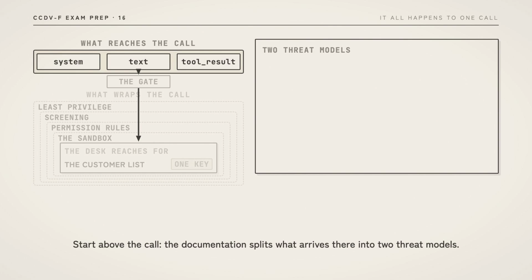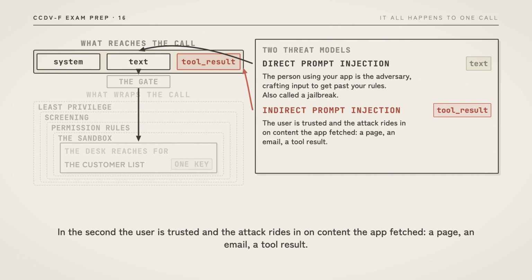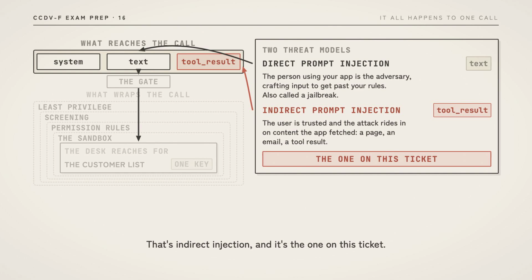Start above the call. The documentation splits what arrives there into 2 threat models. In the first, the person using your app is the adversary, crafting input to get past your rules, a jailbreak, or direct prompt injection. In the second, the user is trusted and the attack writes in on content the app fetched, a page, an email, a tool result. That's indirect injection, and it's the one on this ticket.